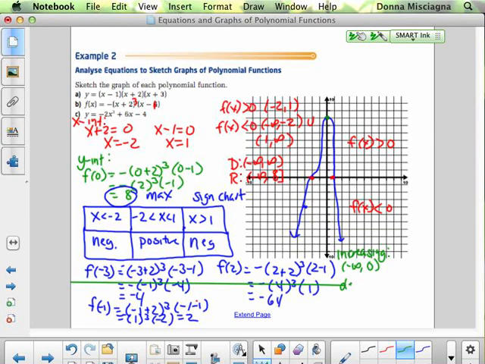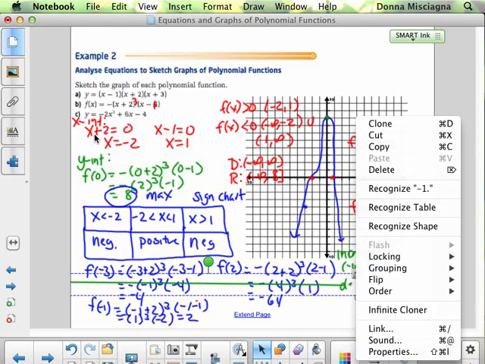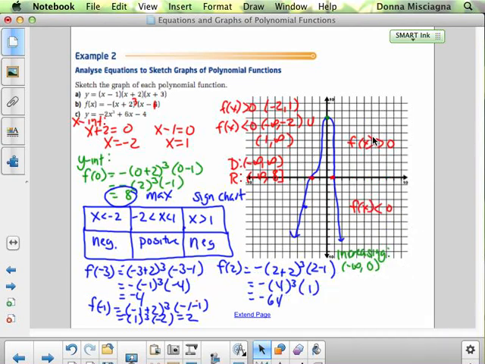Ooh, well, that was not meant to happen. I must have leaned on the board. We're decreasing from 0 to infinity.